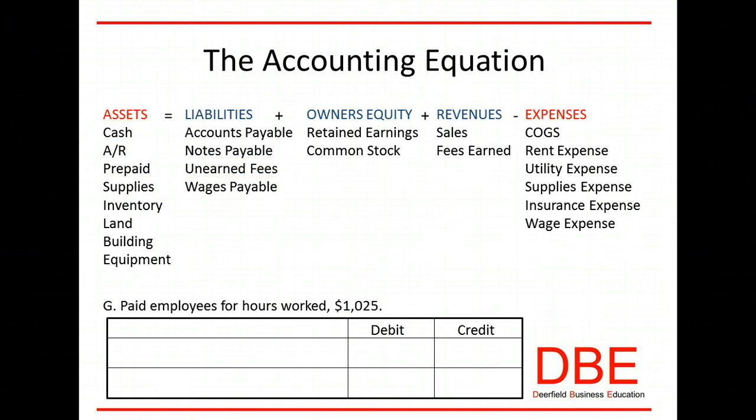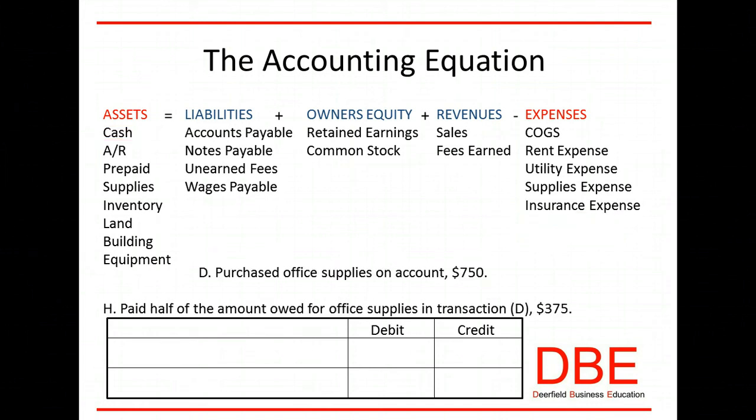G, paid employees for hours worked. So we're paying them cash. Cash is going down, and we're basically incurring a wage expense here. So there's the debit to wage expense. And remember, expenses carry debit balances. So when we increase them, we are going to debit them. And there's the credit to cash.